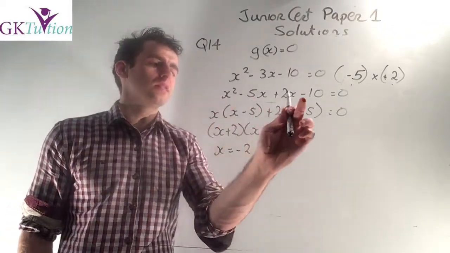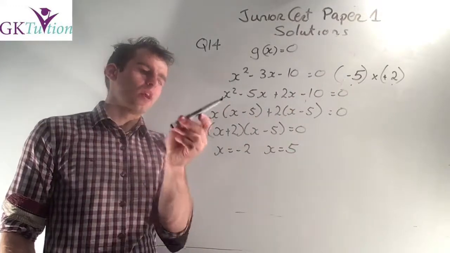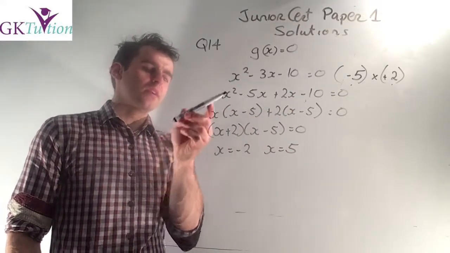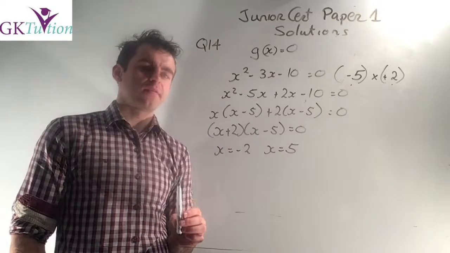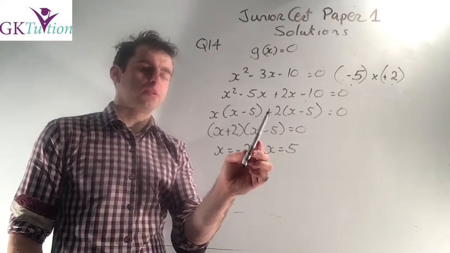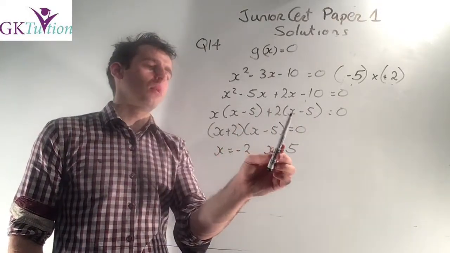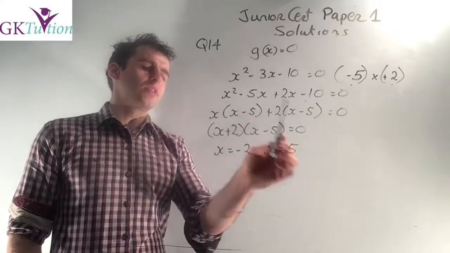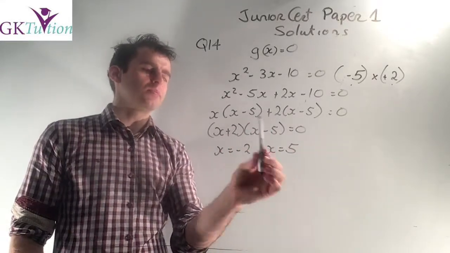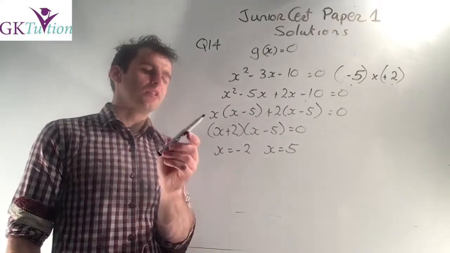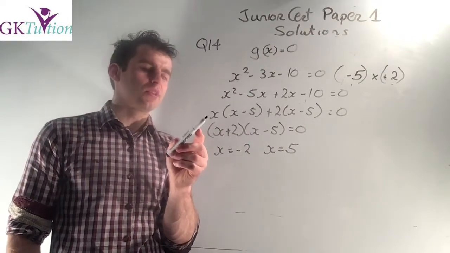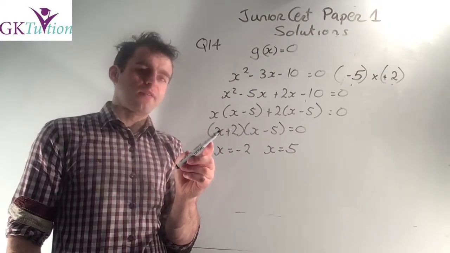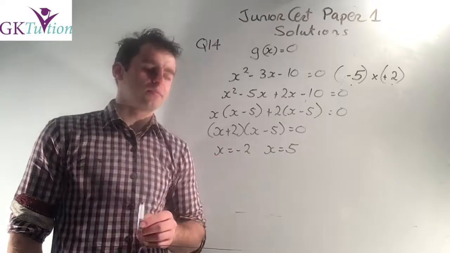And now all I need to do is factorize by grouping. What's common to the first two is x. If I take out x, I'm left with x minus 5. What's common to the second two is plus 2. If I take out plus 2, I'm left with x minus 5. Same thing in both brackets, happy days. x minus 5 goes in one of my brackets. The other bracket is whatever was outside it, which is x plus 2. So my factors in this case are x plus 2 times x minus 5.